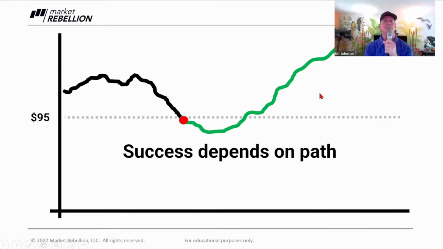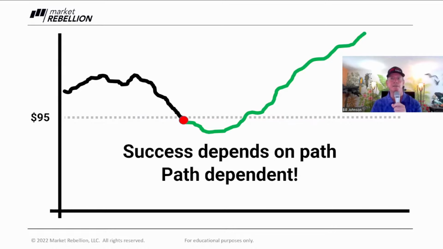So the success of a stop order depends on the path of the stock. And in the academic world, we call that a path-dependent tool. And that's exactly what it means. The success depends on the path that the stock takes.